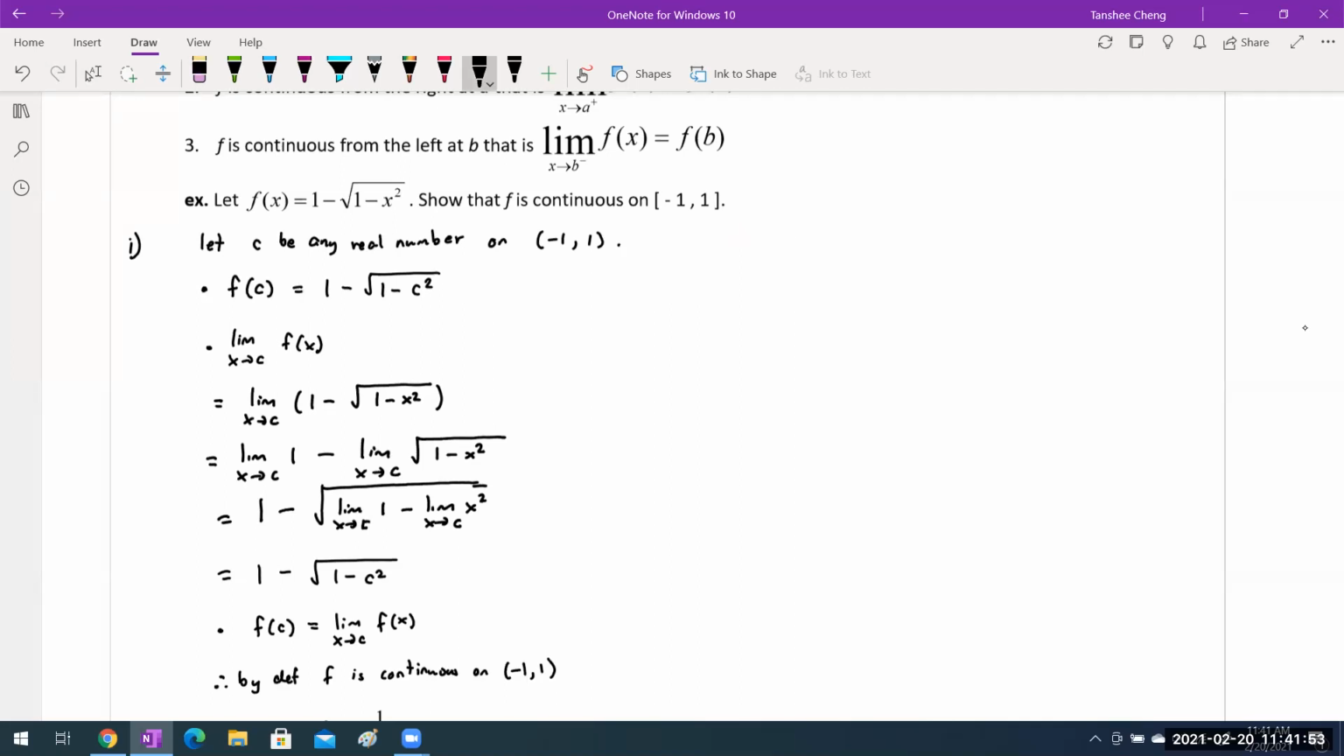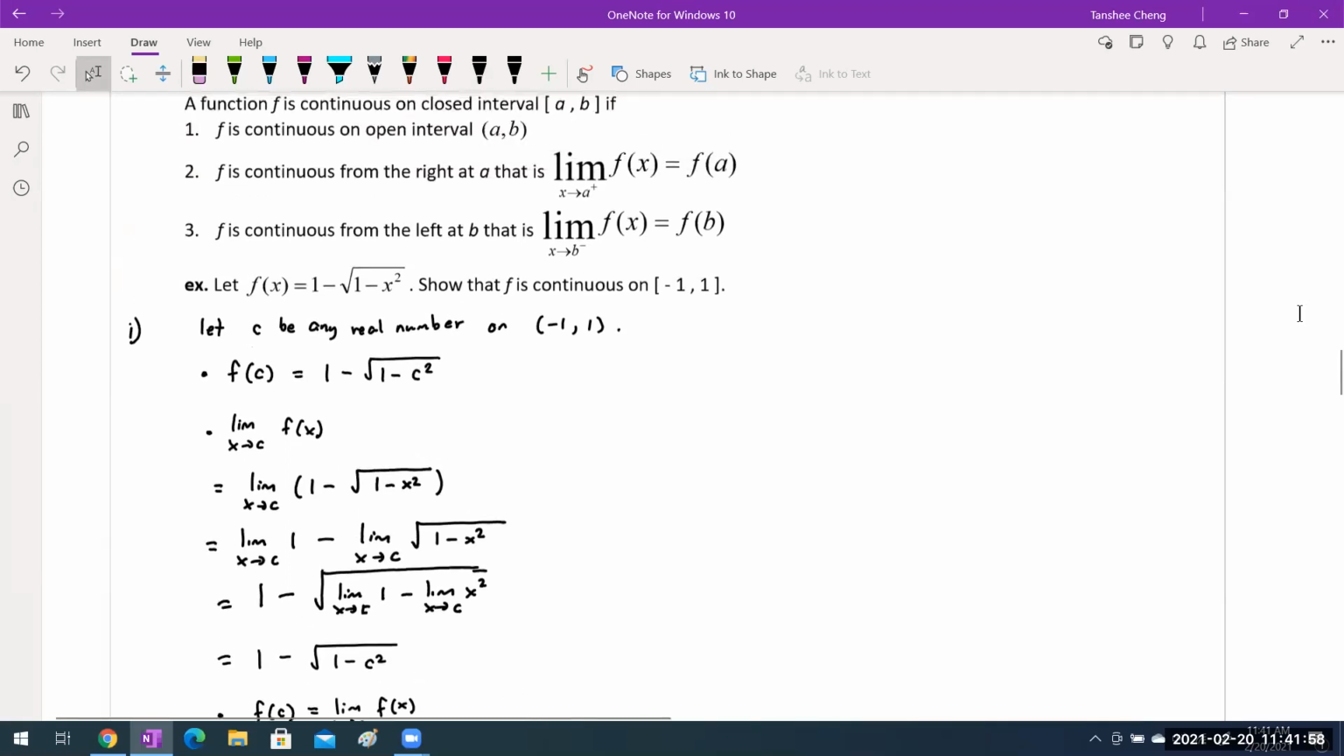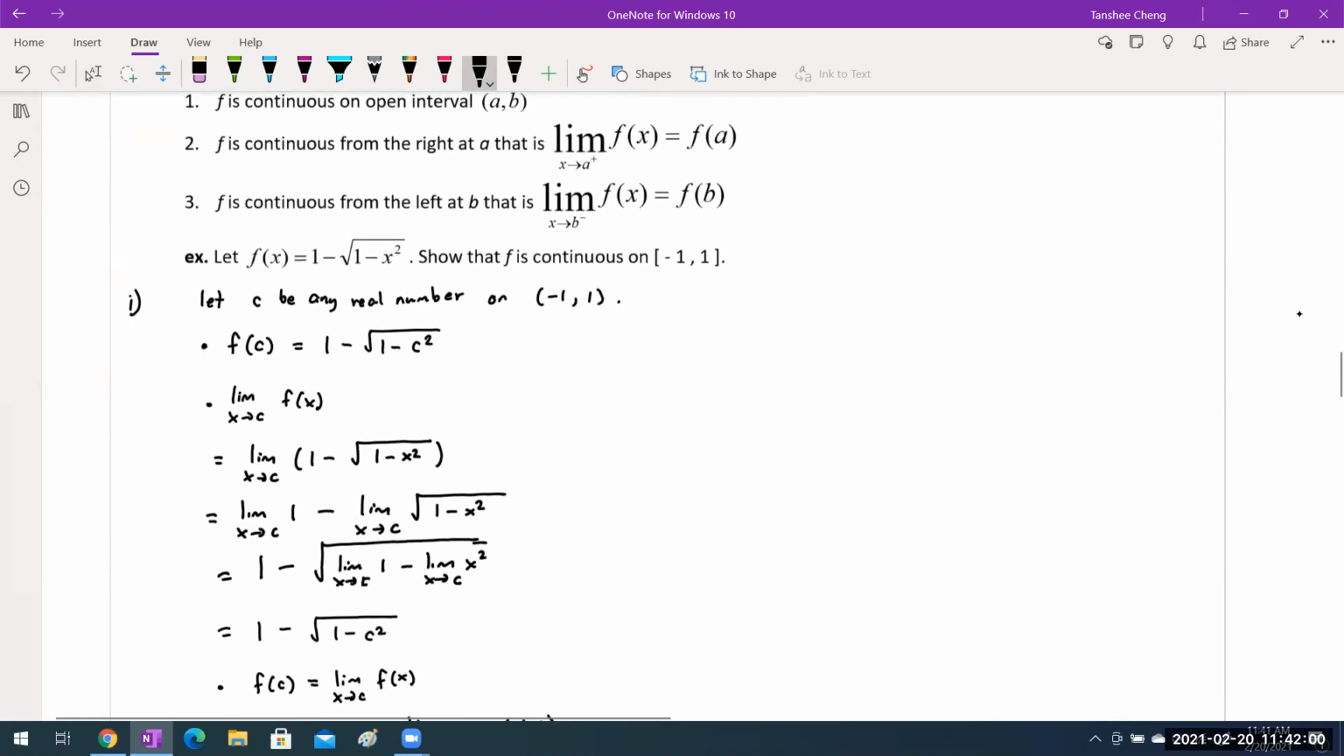Now, we need to prove what? Either the left endpoint or the right endpoint. So showing part 2, what we want to show is continuity at one endpoint. So for the first part, let C be equal to -1.